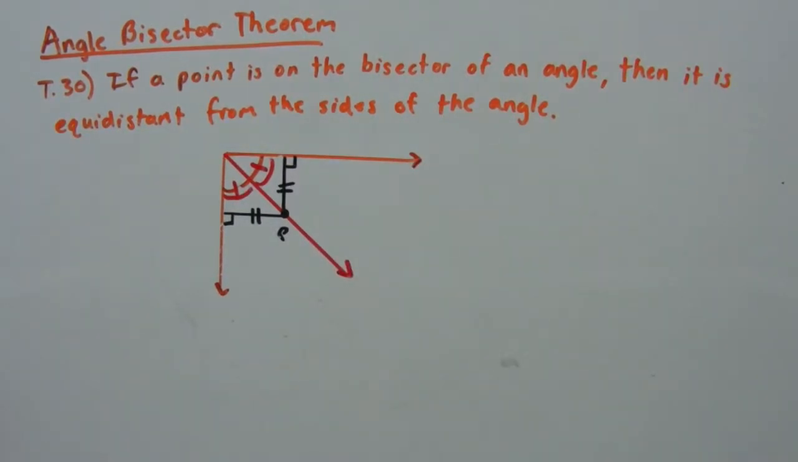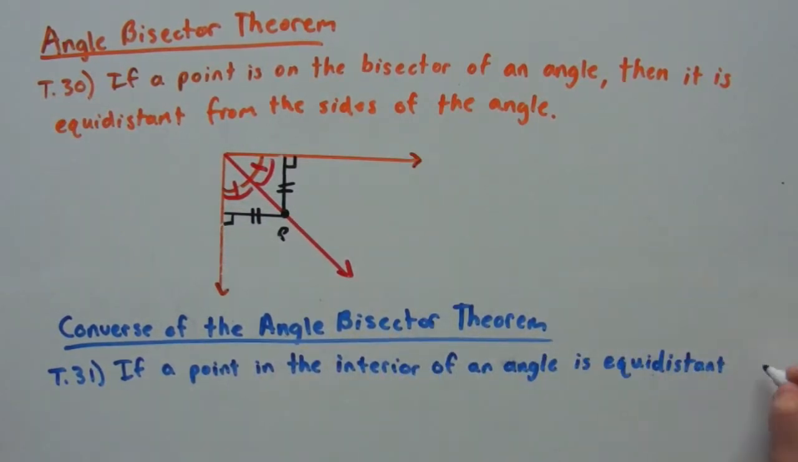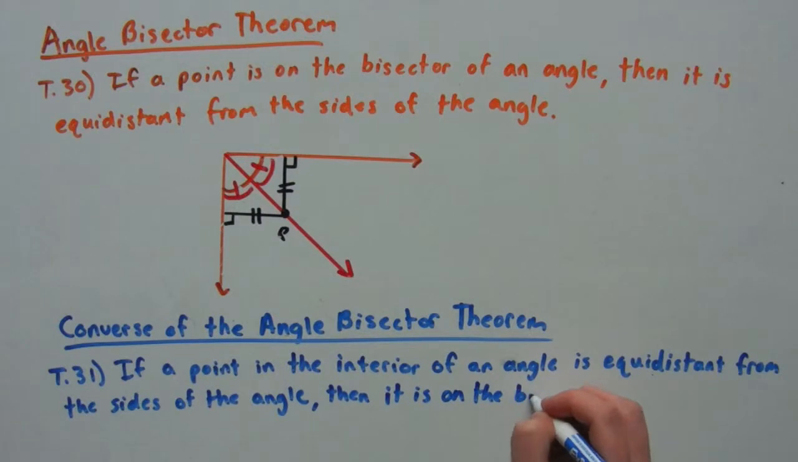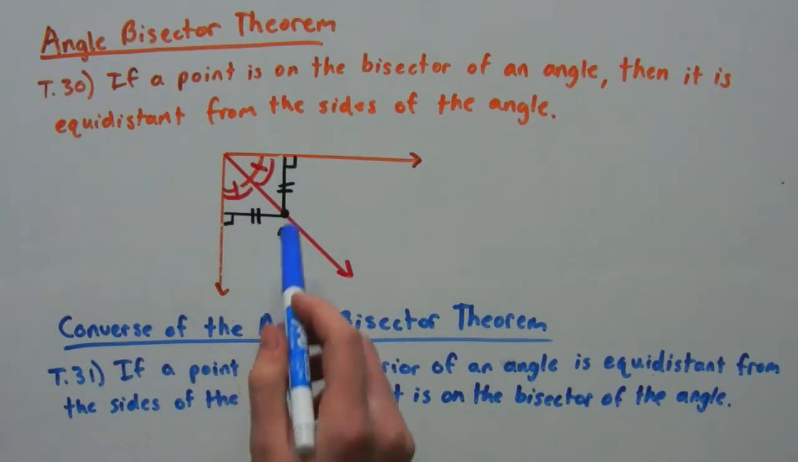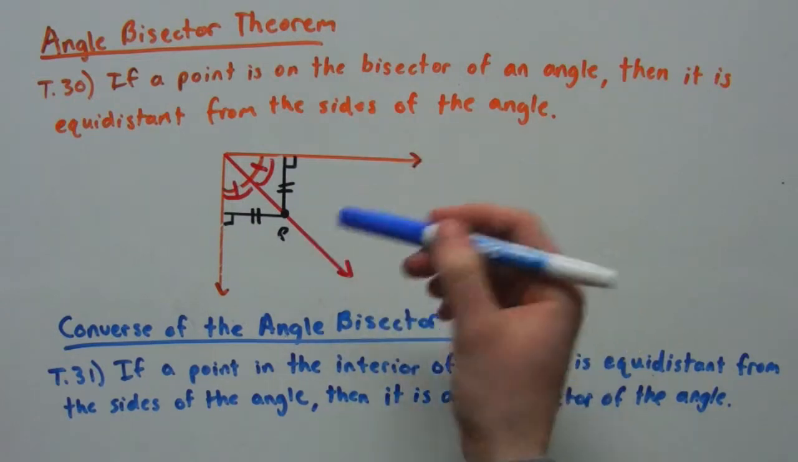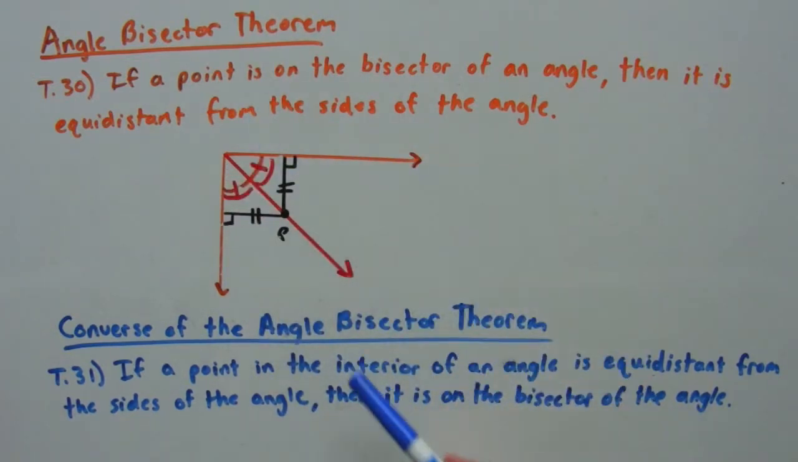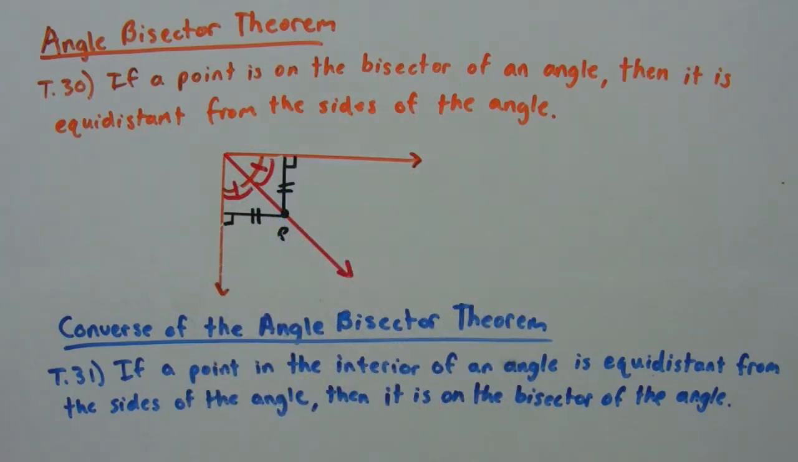We also have the converse of the angle bisector theorem. The converse of the angle bisector theorem, T31, says that if we have a point in the interior of an angle and it is equidistant from the sides of the angle, then it is on the angle bisector. That's saying if we didn't know that point P fell on the angle bisector, from this theorem, as long as it is the same distance from one side of the angle to the other side of the angle, then it does lie on the bisector of the angle.